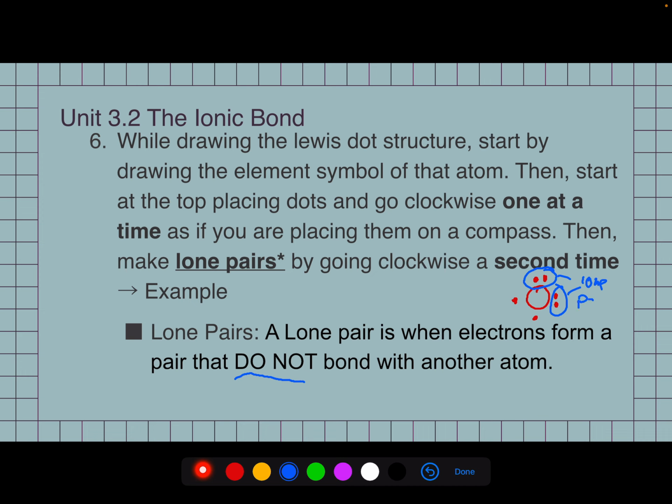All of our electrons want to form buddies. So once we go our second time around, they start making lone pairs. These ones, we're not going to touch. They make your lone pair.